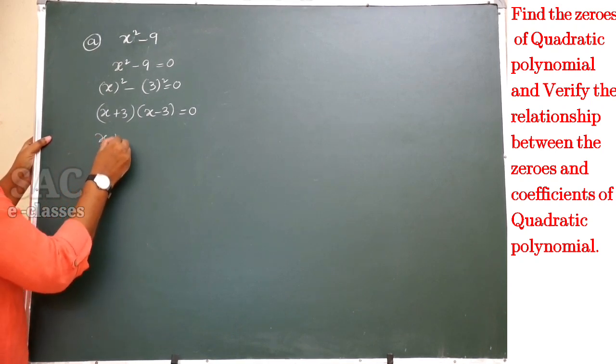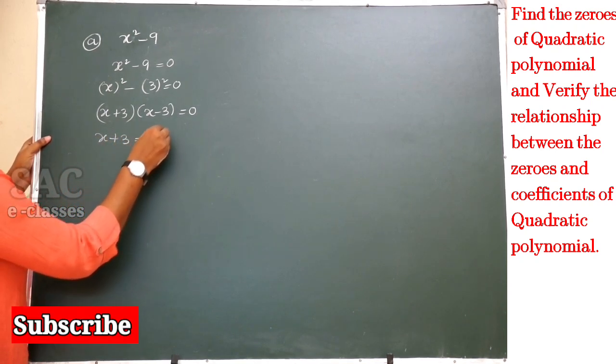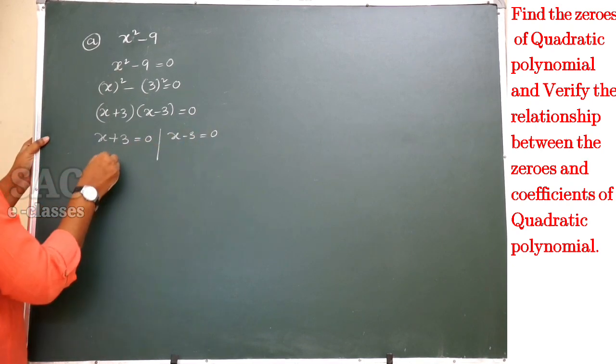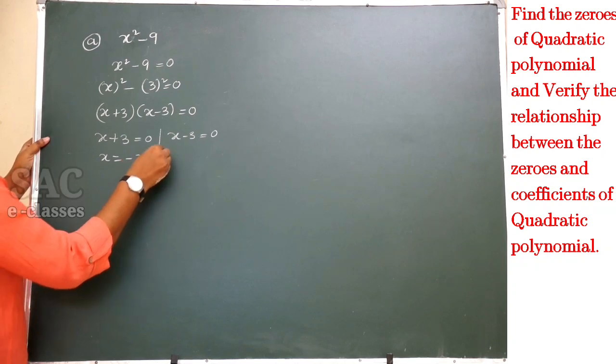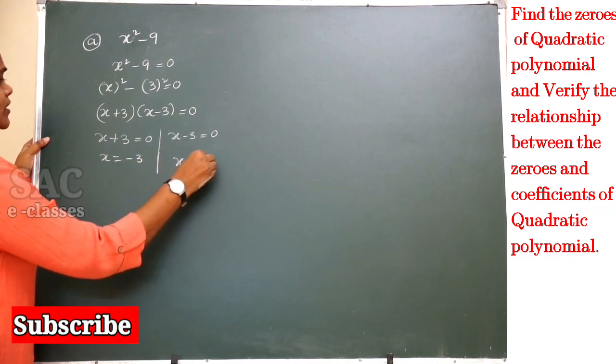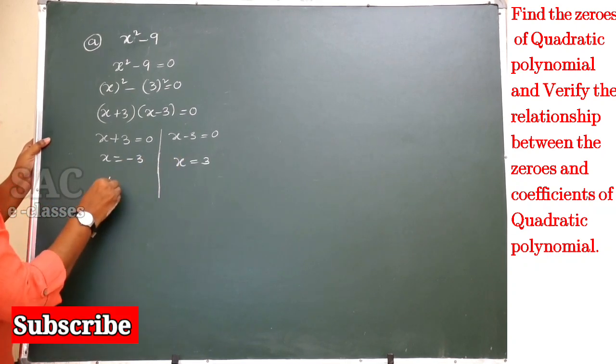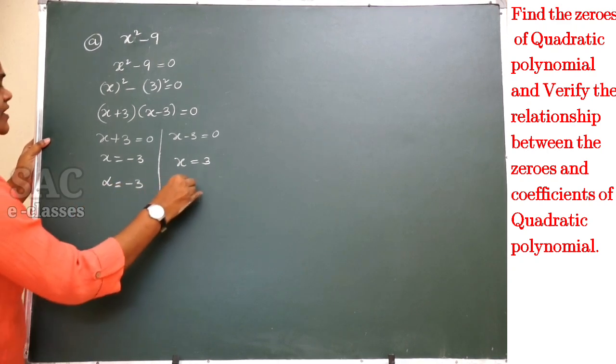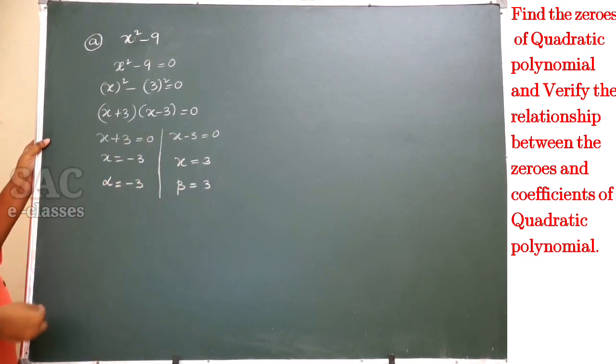So that is why I am taking the first factor is 0 or the second factor is 0. So x is equal to minus 3, x is equal to 3. Now the first root let me take as alpha, which is minus 3. The next one take as beta, which is 3.